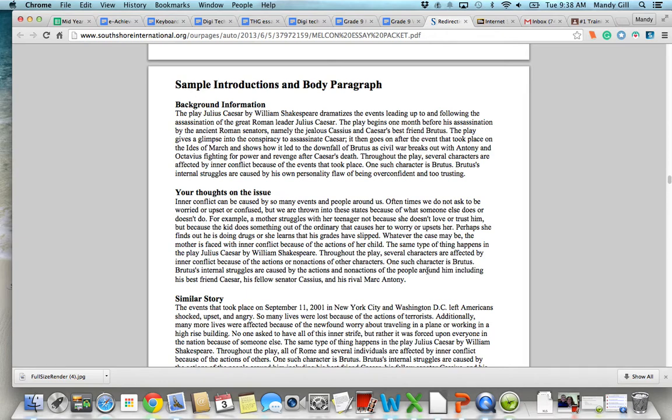So here's our thesis sentence. One such character is Brutus. Here it is. Brutus's internal struggles are caused by the actions and non-actions of the people around him, including his best friend Caesar, his fellow Senator Cassius, and his rival Mark Antony. So I know that in this paper, they're going to talk about Brutus's internal struggles. They're going to talk about the fact that they're caused by other people, and in particular, these three other people. So basically, I know that the first body paragraph will be about his friend Caesar causing these struggles. The second body paragraph will be about Cassius causing these problems. And the third body paragraph will be about Mark Antony causing these struggles. So think of this as a roadmap. First, you're going to take me to Caesar, then to Cassius, finally to Mark Antony, and then you'll write a conclusion to wrap it all up.